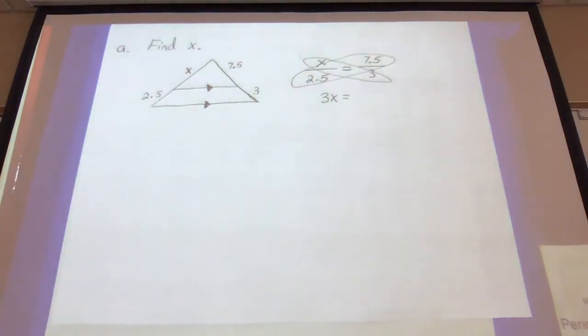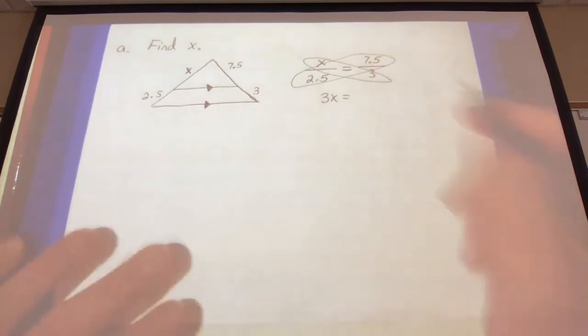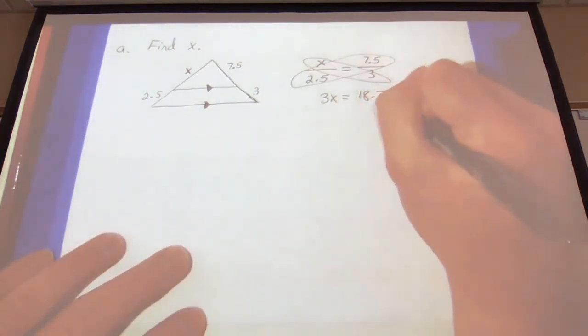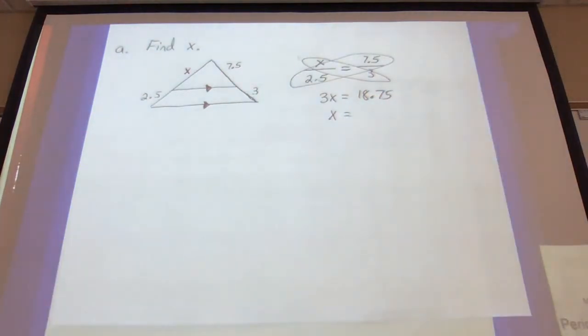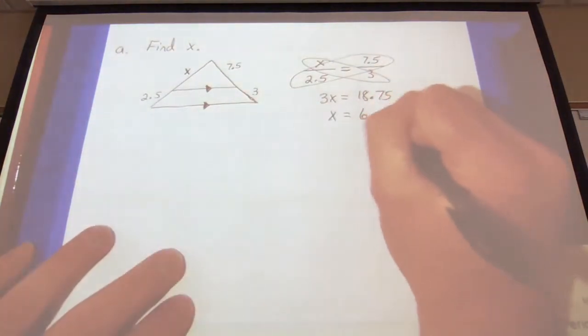2.5 times 7.5. What is it? 18.75. And if we divide that by 3, we are going to get 6.25.